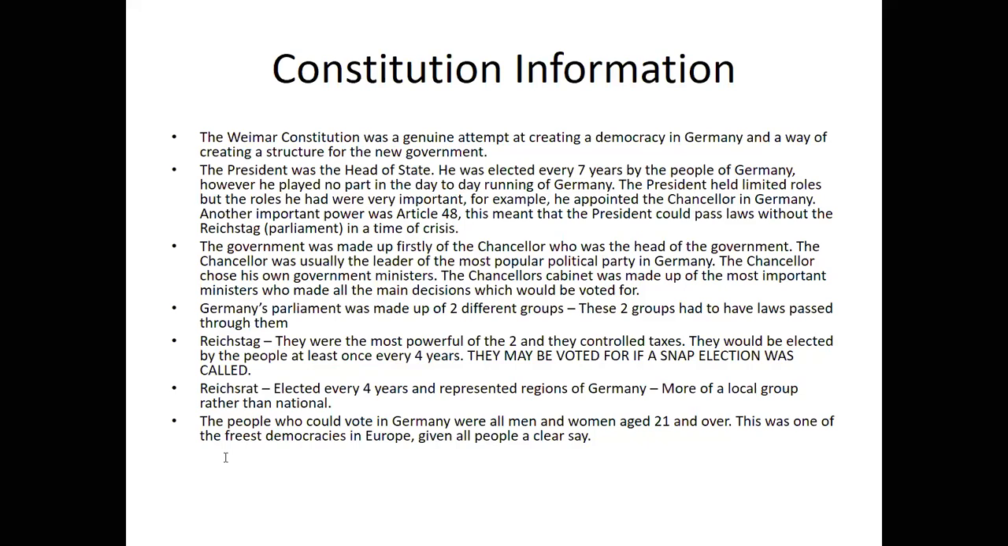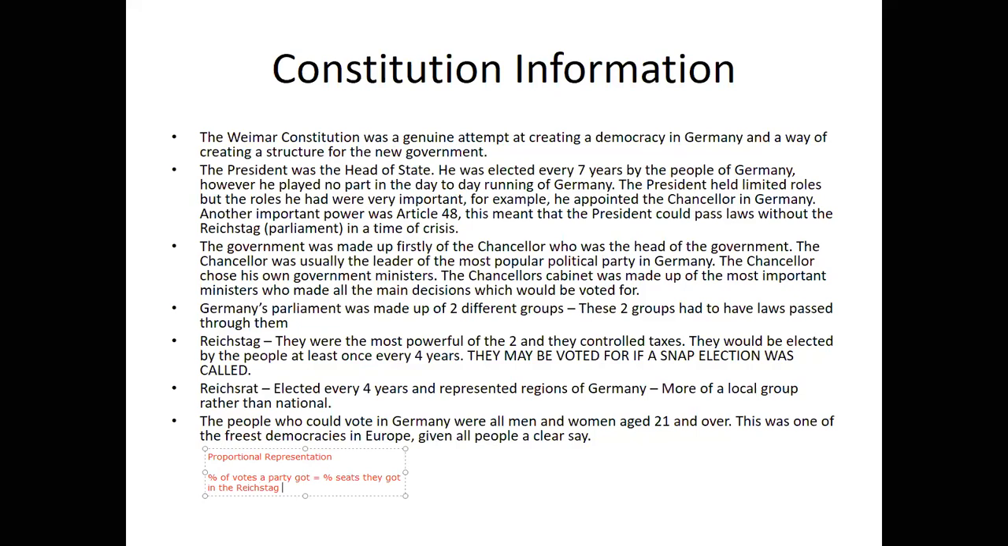Now, there is a phrase that I'm going to quickly introduce, and it's about voting. This phrase is something you do need to remember. Proportional representation. What that means is, in the simplest of terms, the percentage of votes a party got equaled the percentage of seats they got in the Reichstag.